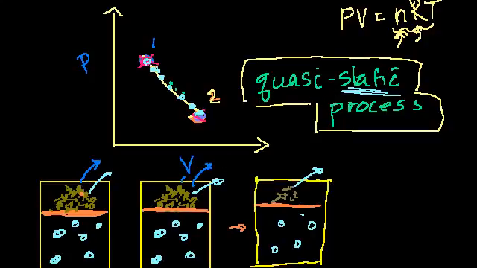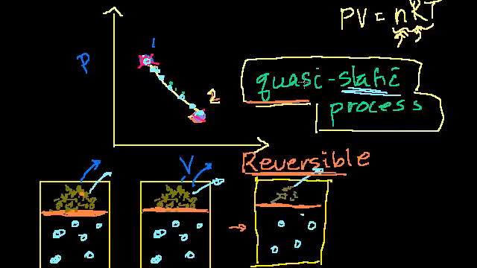Now, there's another term that you'll hear in thermodynamic circles that I had trouble comprehending the first time I heard it. It's called reversible. Sometimes these terms, quasi-static and reversible, are used interchangeably, but there is a difference. Reversible processes are quasi-static, and most quasi-static processes are reversible, but there are a few special cases that aren't.